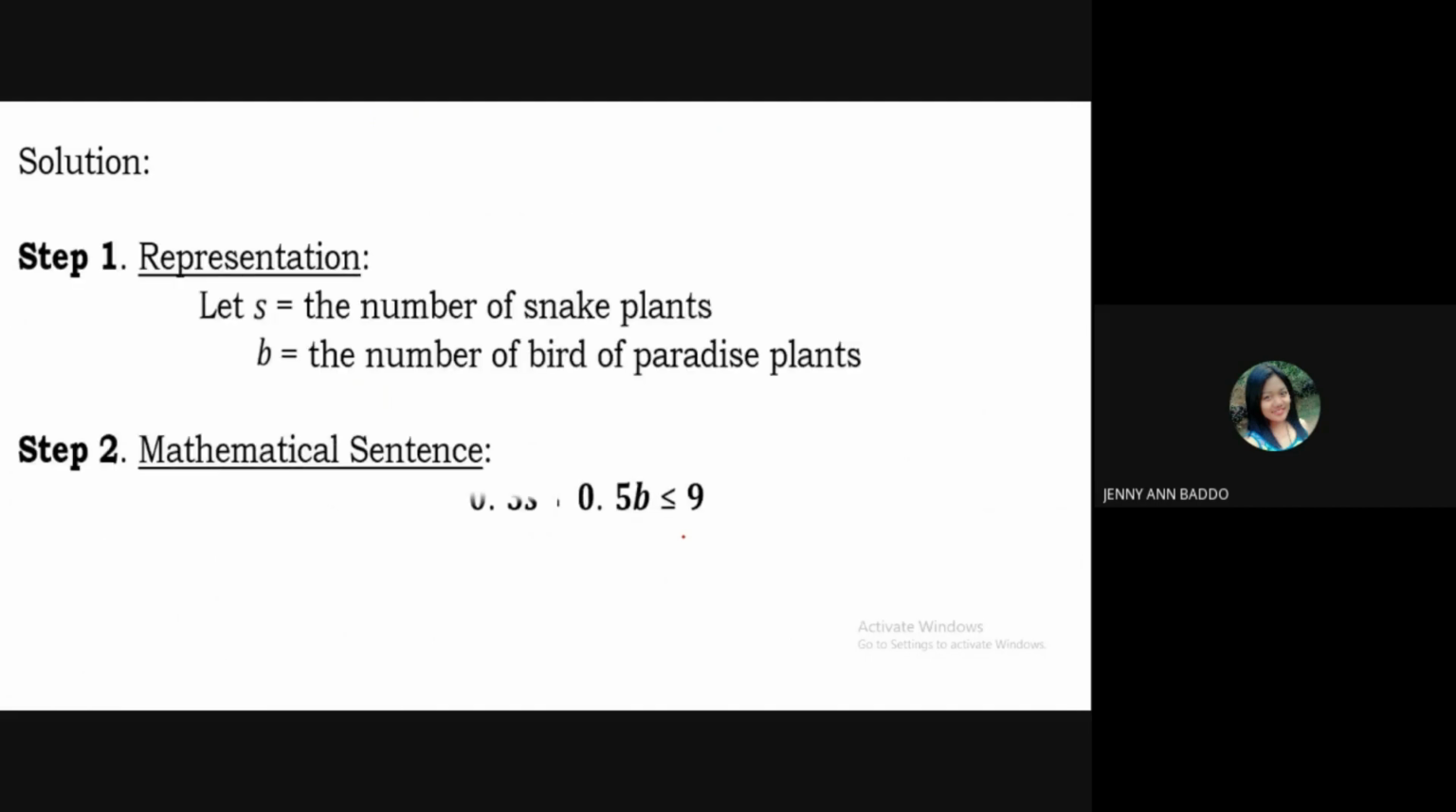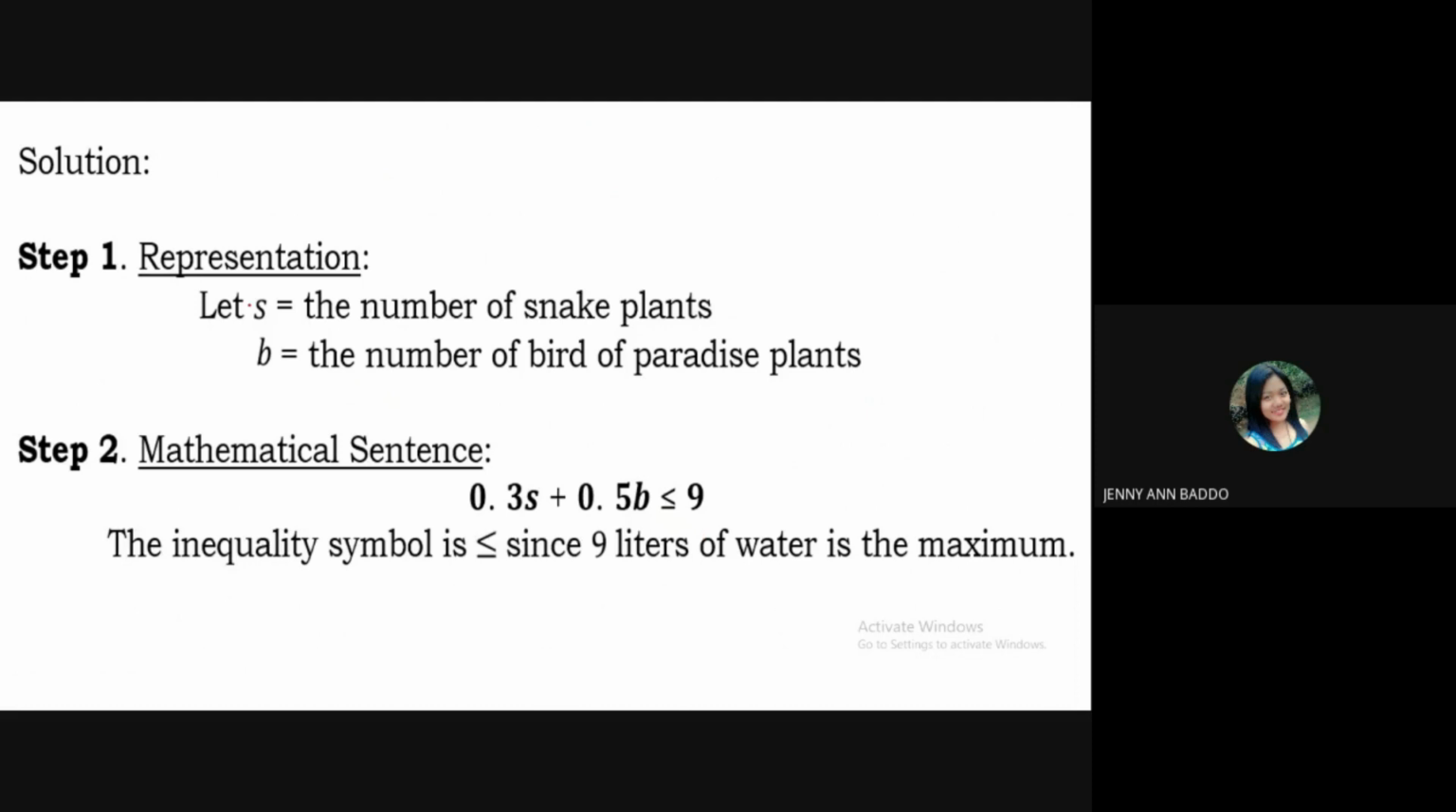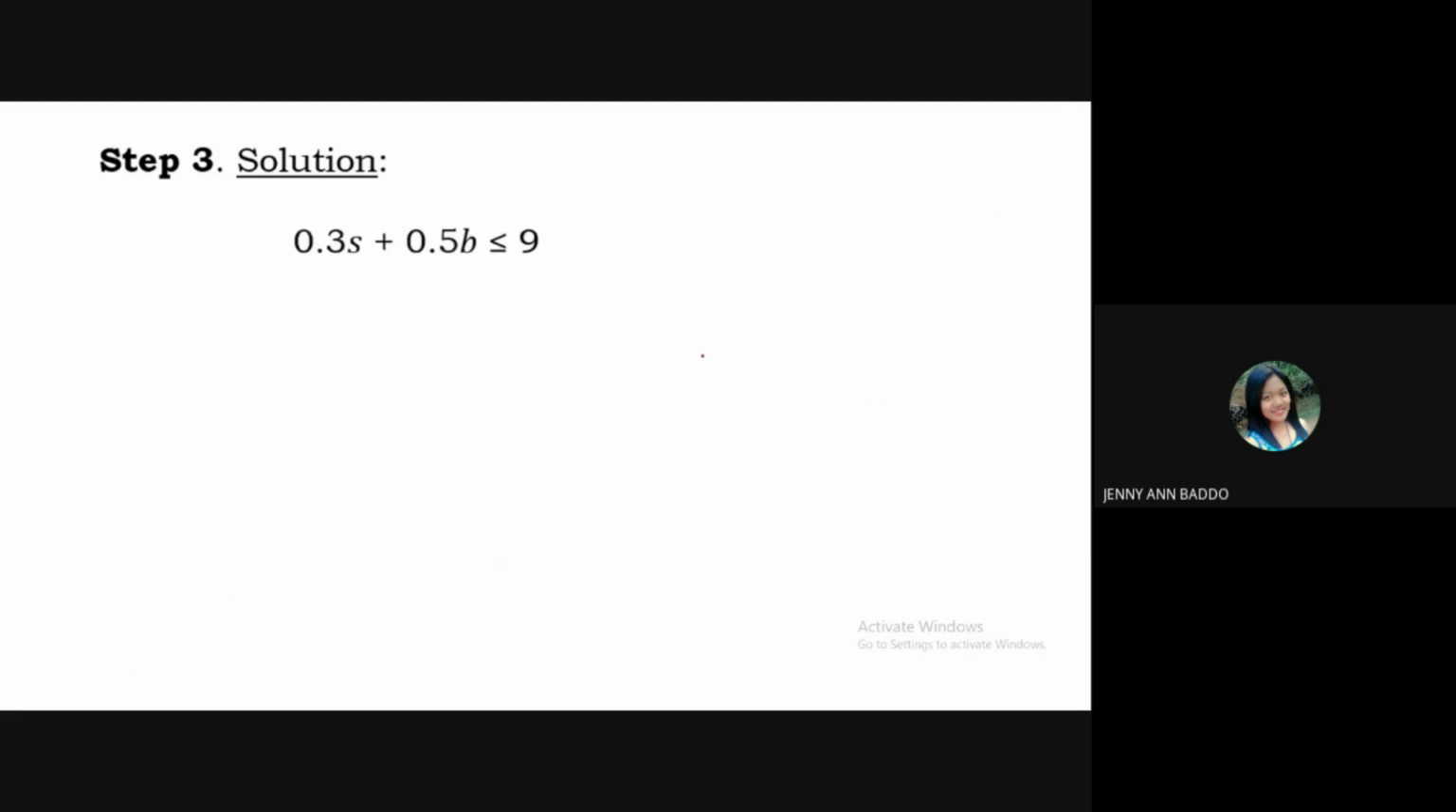So we have 0.3S plus 0.5B is less than or equal to 9. Take note, less than or equal to, since 9 liters of water is the maximum amount of water needed to water those plants. So the solution using the inequality is 0.3S plus 0.5B is less than or equal to 9.